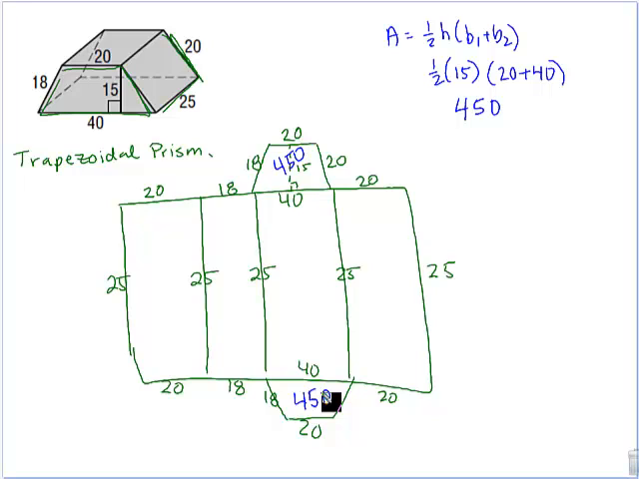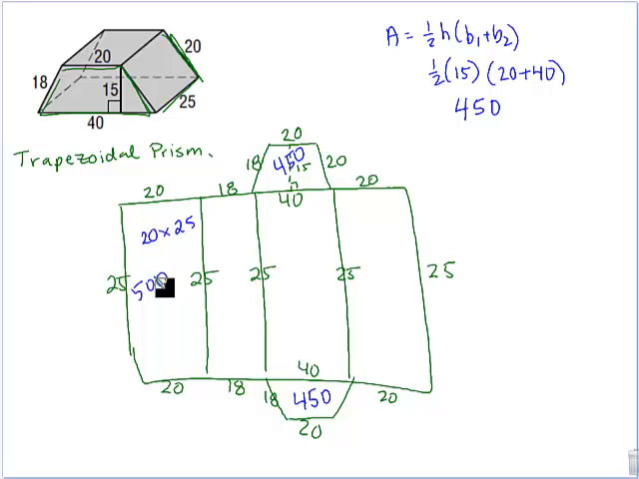Now we have to go through and do each rectangle. So this first rectangle on the left-hand side, what are the dimensions? 25. Yep, it's a 20 by 25. So what's 20 times 25? Yeah, 500.